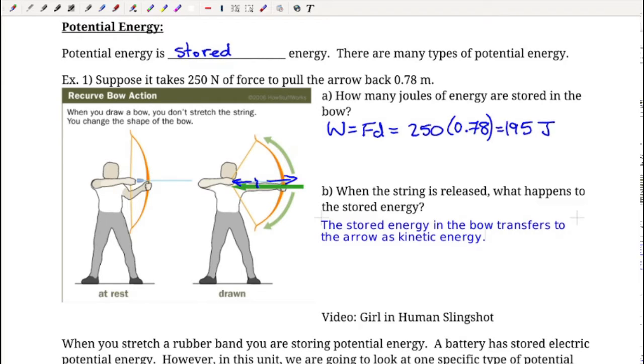Just for fun, we're going to take another short break and watch a video of a girl in a human slingshot so you can see the stored energy released in real time.